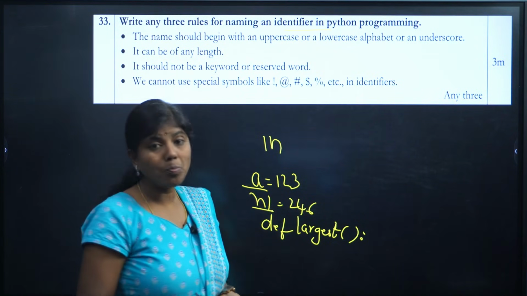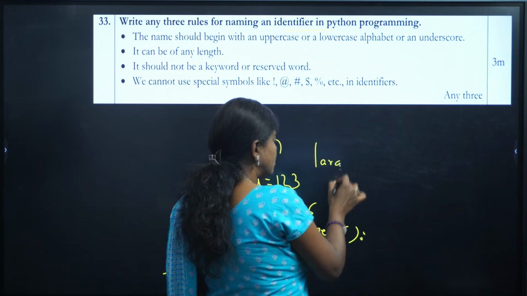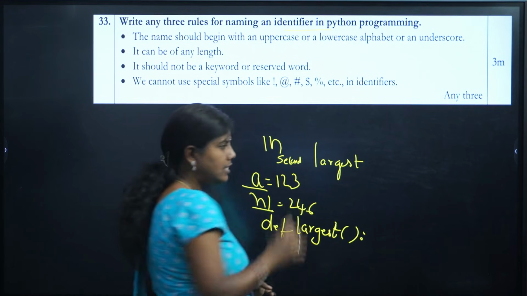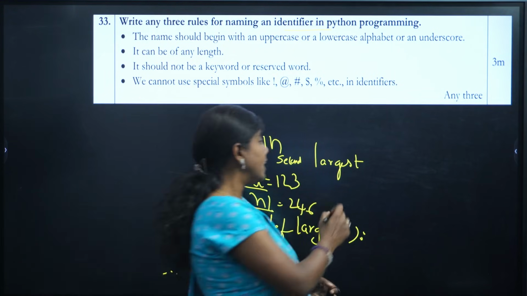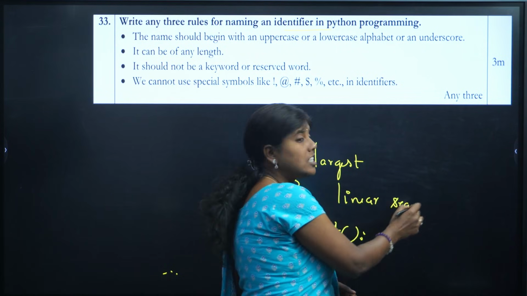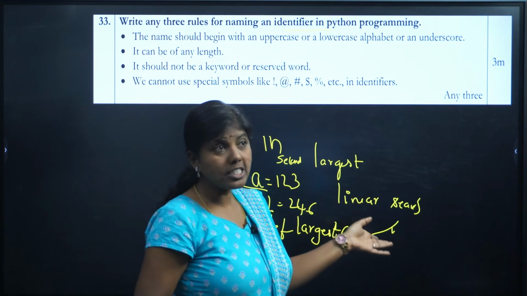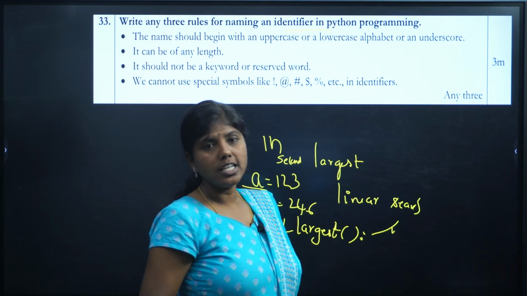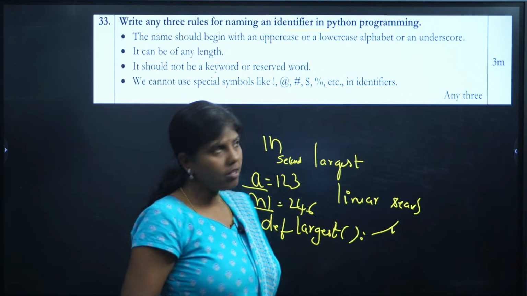You cannot have a space in between. I can't write it as "second largest" with a space. Is it clear? There's a space. Especially with respect to students, the linear search, they'll give a space. So this is not a valid name. The rule says that it should not have a space, but you've given a space. So it's violating that rule. Violating a rule, it will give an error. Clear?